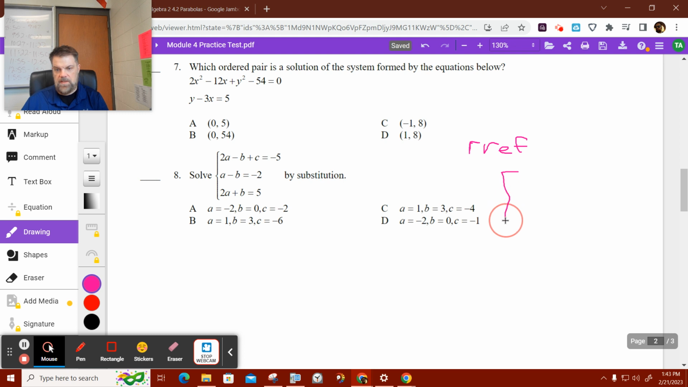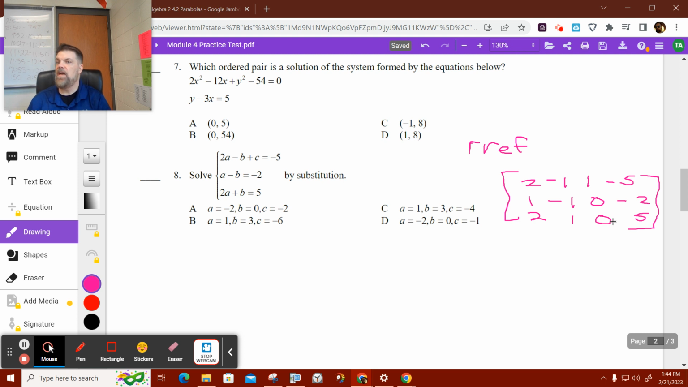So over here, I'm going to get 2, -1, 1, and -5. Then I have 1a, -1b, 0, then -2. Then I have 2, 1, and 0, and then 5. Plug that in the graphing calculator. We won't have time, but that will give you the answer. You guys remember how to do that?